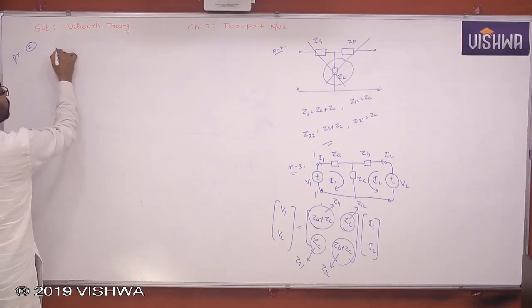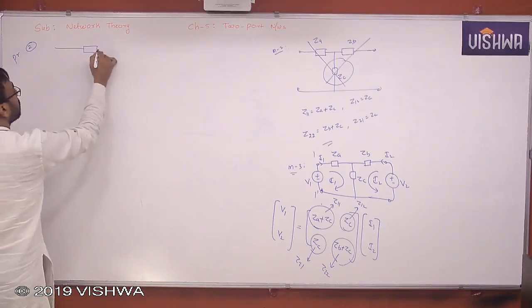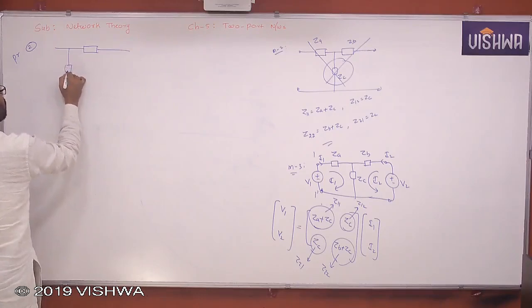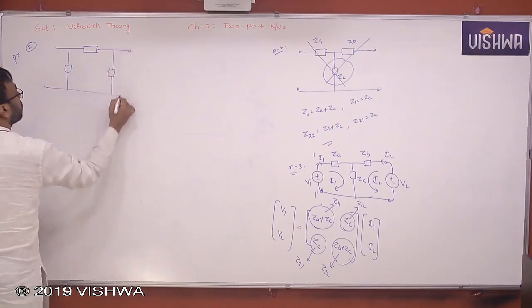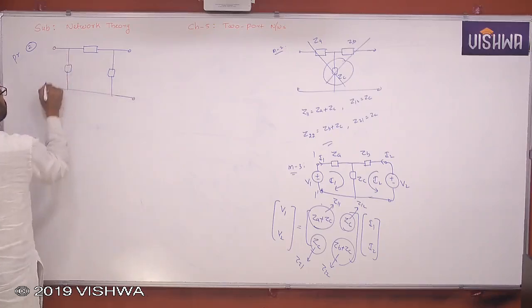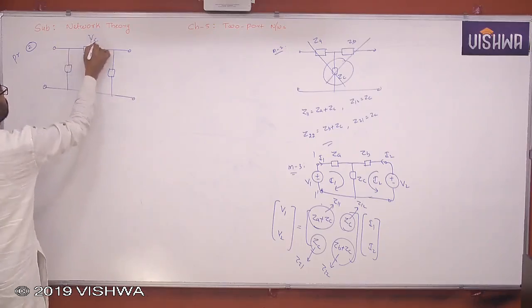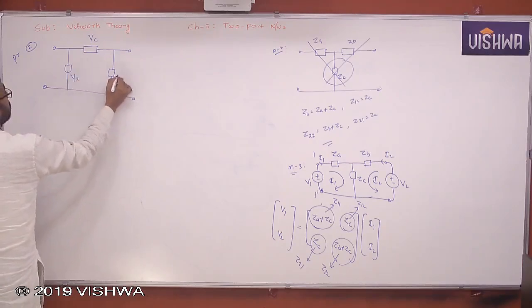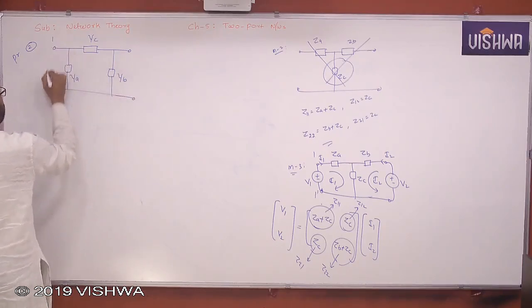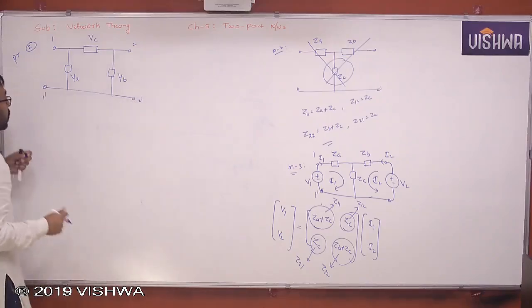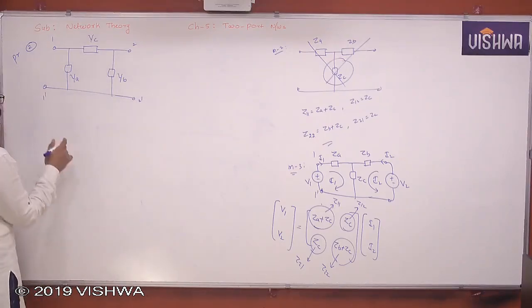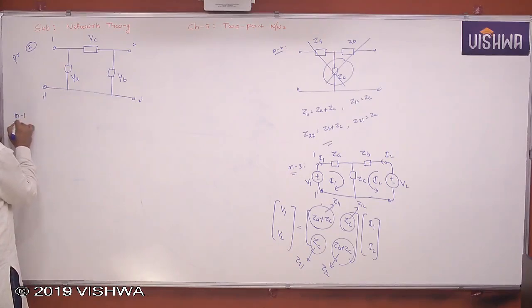Problem number 2. Find Y parameters for the given pi model or pi section. Okay, so now there are 3 methods, right? So method 1, from the definitions.